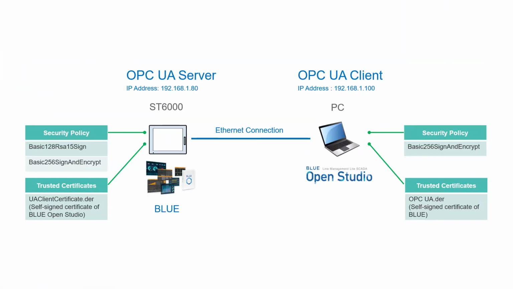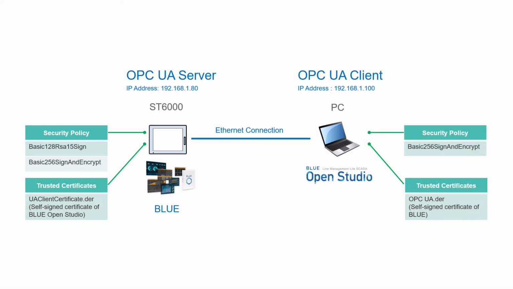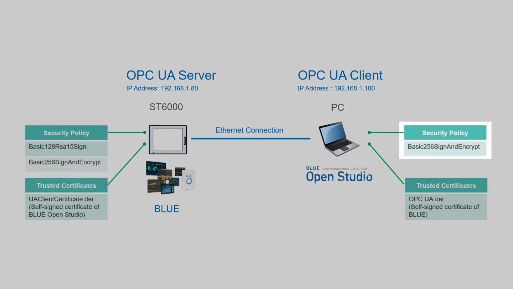This video will explain how to configure security settings for OPC UA connection between ST6000 and Blue Open Studio. Security policy is a setting necessary for encryption and signature. The client must have one of the security policies set on the server side.